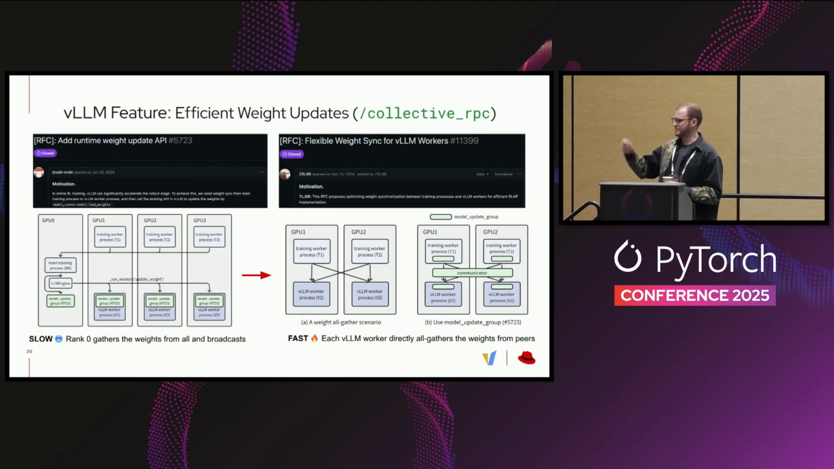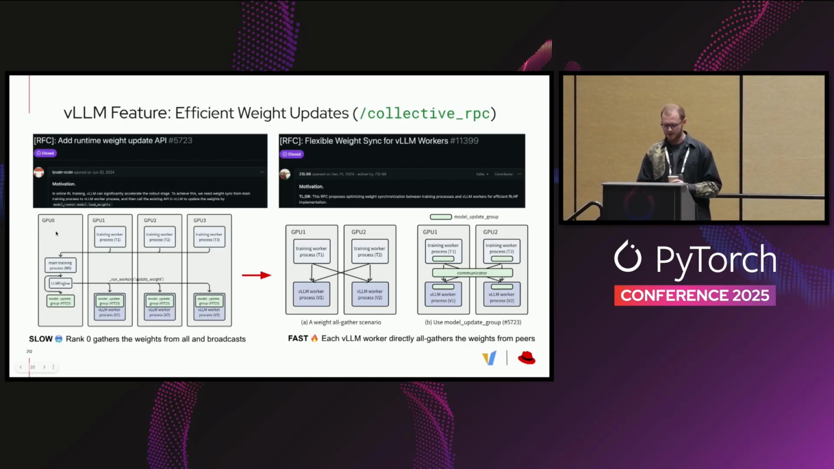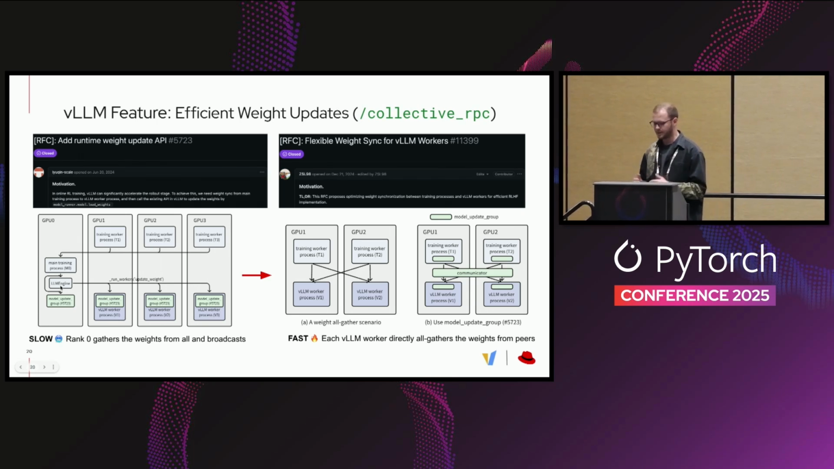If that main running process is trying to gather all the weights from the worker processes or the training processes, and then updating all of the inference worker processes, that's a really big bottleneck. Why does this main driver process need to control everything? Why don't we just make the workers talk to the workers?